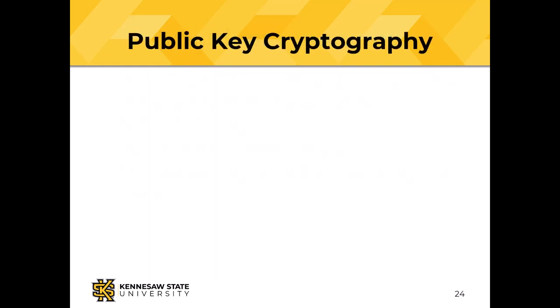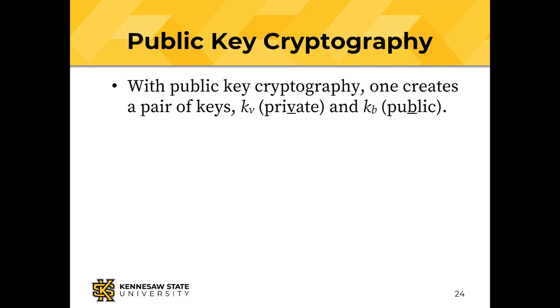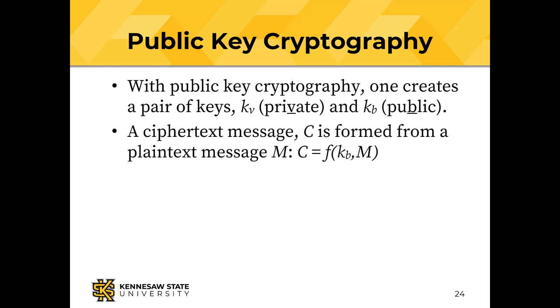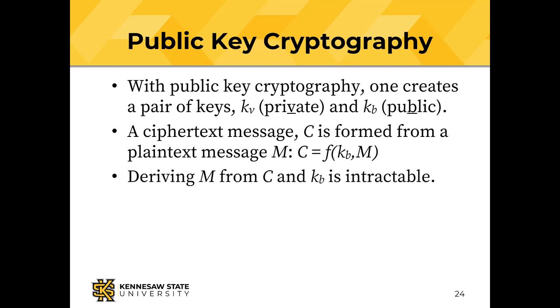Now, public key cryptography, except elliptic curve public key crypto, works that way. So one of you creates a pair of keys, a key sub V, Victor, the private key, and a K sub B, Baker, the public key. The ciphertext message is a combination of that public key and the message. Anybody can get the public key. Deriving M, the message, from the ciphertext message and the public key is an intractable problem. We know how to do it, but it's going to take decades of computation.